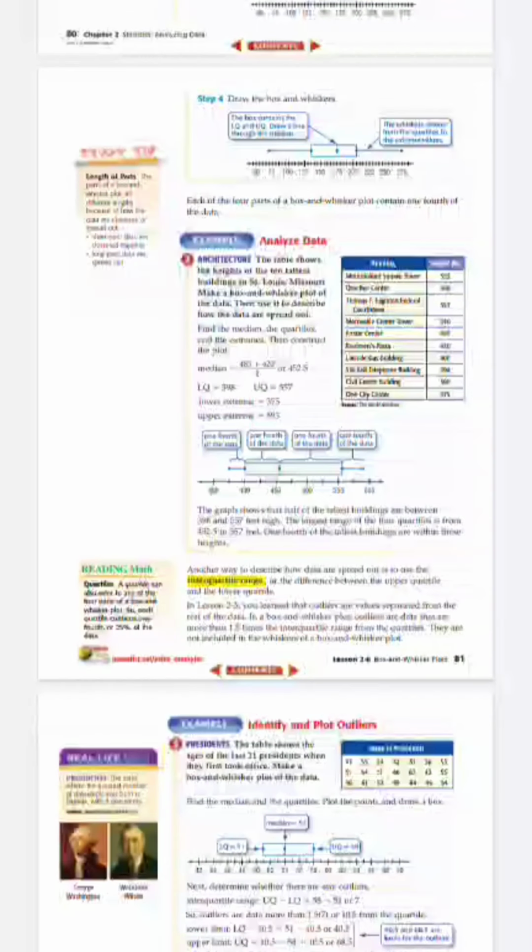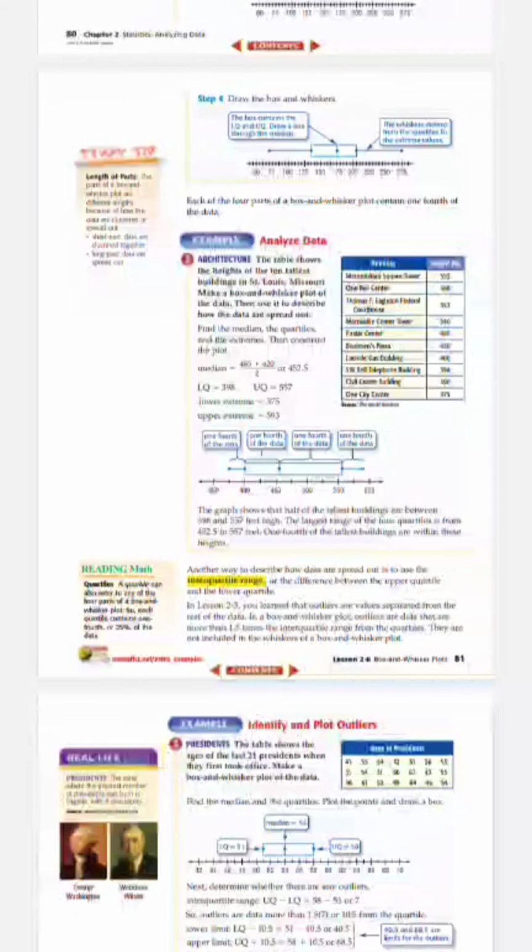Example: analyzing data. Architecture. The table shows the heights of the 10 tallest buildings in St. Louis, Missouri. Make a box and whisker plot of the data. Then use it to describe how the data are spread out. Find the median, the quartiles, and the extremes. Then construct the plot. Median, lower extreme, upper extreme. Lower extreme 375, upper extreme 593.